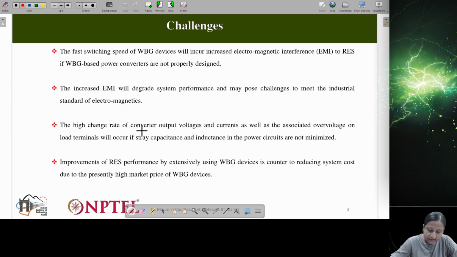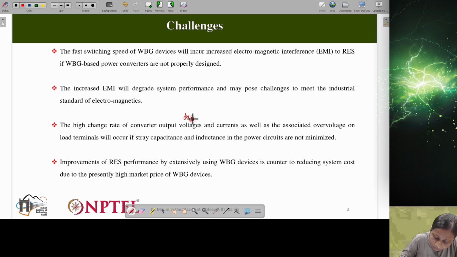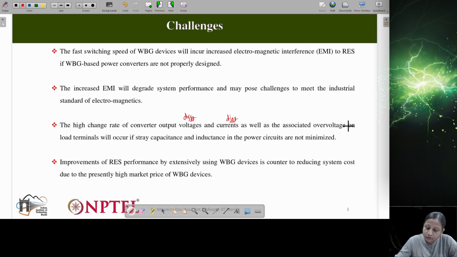Now, this is one problem. The second is the high rate of change of the converter output voltage, that is dV/dt, and current, that is dI/dt. Problems associated with dV/dt and dI/dt, such as overvoltage on load terminals, will occur if stray capacitance and inductance in the power circuit are not minimized. As I have already discussed in previous lectures, these are the effects of parasitic capacitances and inductances, and while designing PCBs, how we can minimize them. So those problems need to be looked after.